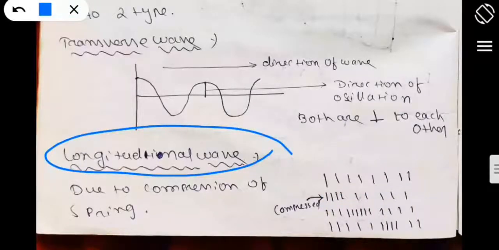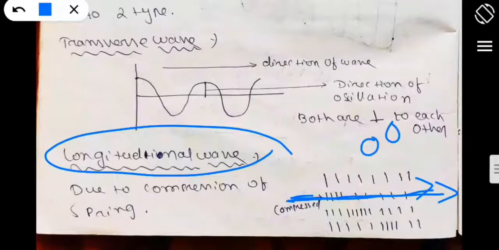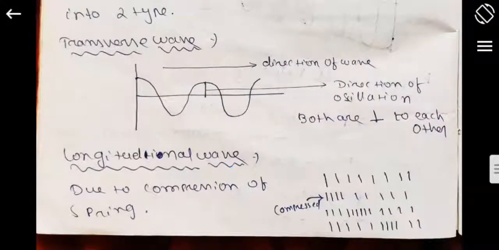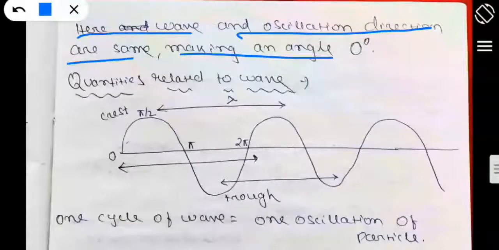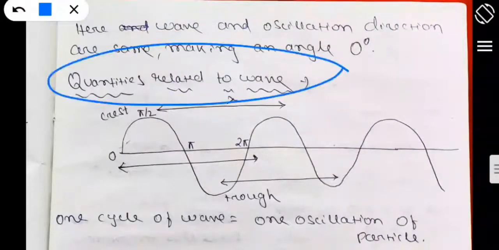Your particles are oscillating in this direction, and the wave is also traveling in this direction. How much angle are they making? 0 degree, right? So oscillation and wave traveling are making 0 degree to each other. Here the wave and oscillation directions are the same, making an angle of 0 degree. What is that called? Longitudinal wave.